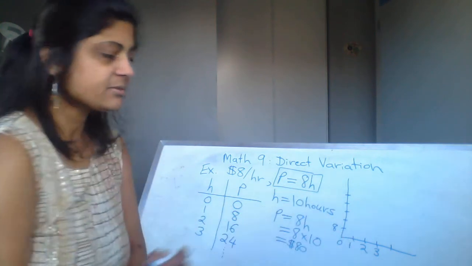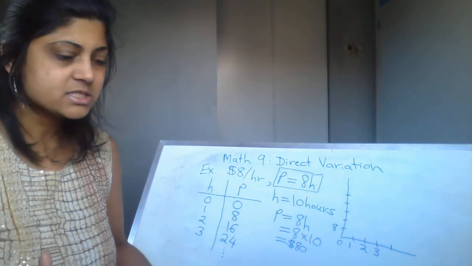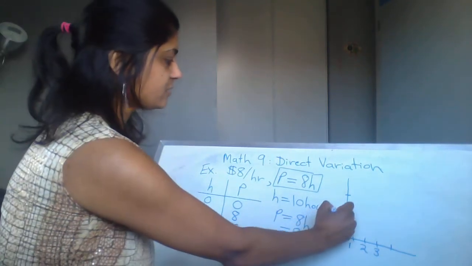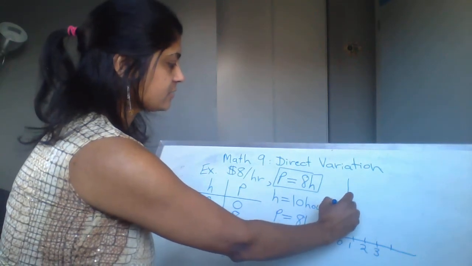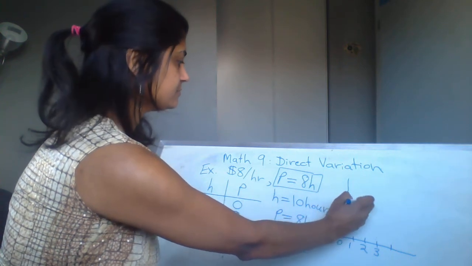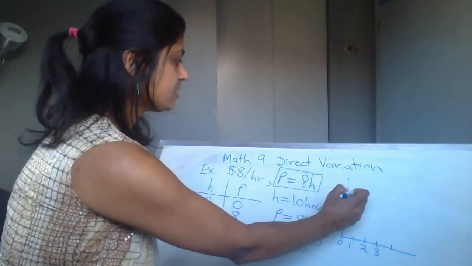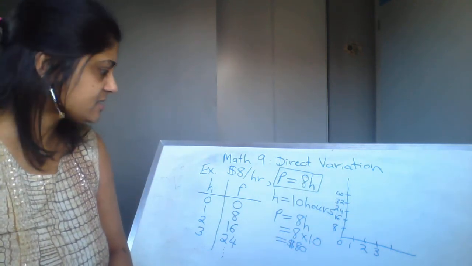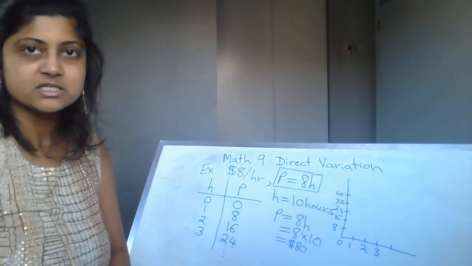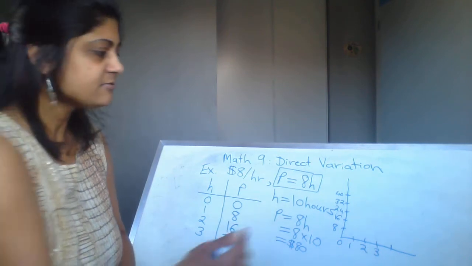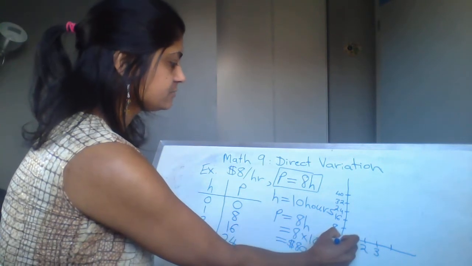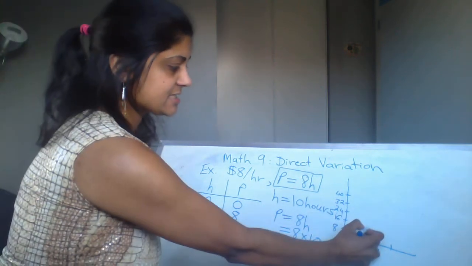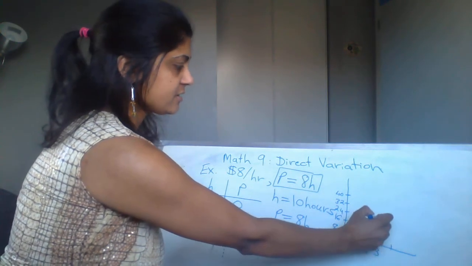So with the pay on the y-axis, you could just take a scale going up. We're just going to go up by 8 here. So 24, 32, and 40, and so on and so forth, because we're just going up by 8. Then you're going to plot each of these coordinates onto the graph. So I have 0, 0, and then 1 and 8, 2 and 16, 3 and 24.